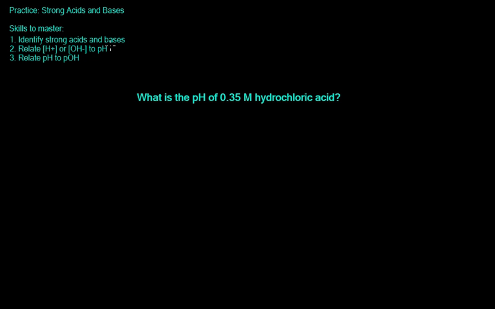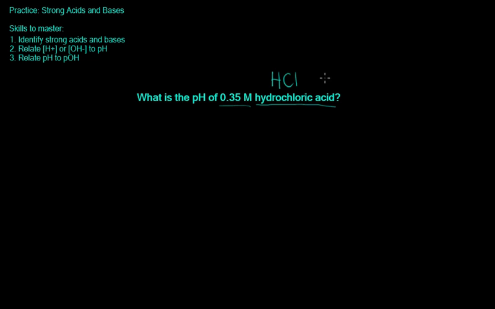Okay, so starting, what is the pH of 0.5 molar hydrochloric acid? So we're given what the acid is, and of course this is strong acids and bases, so we know that hydrochloric acid, HCl, is strong. And then what else are we given? We have to find the pH. We're also given a concentration of the amount of hydrochloric acid.